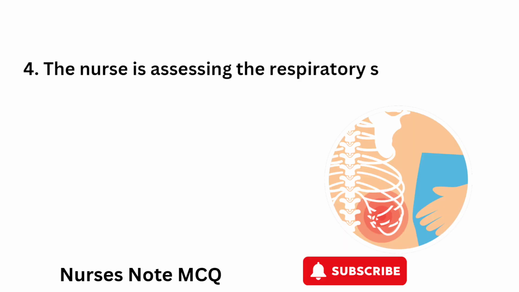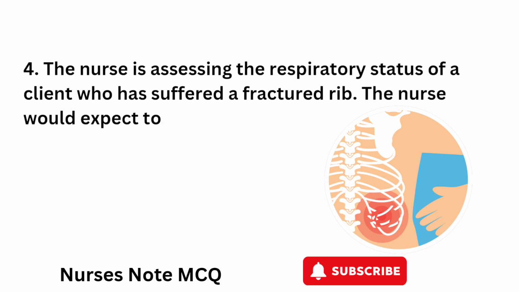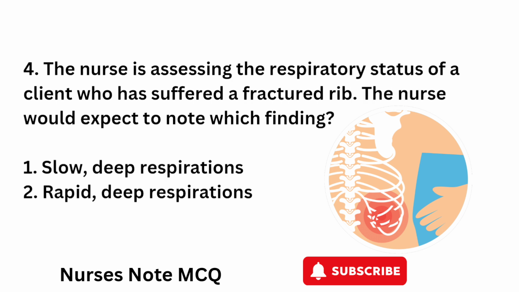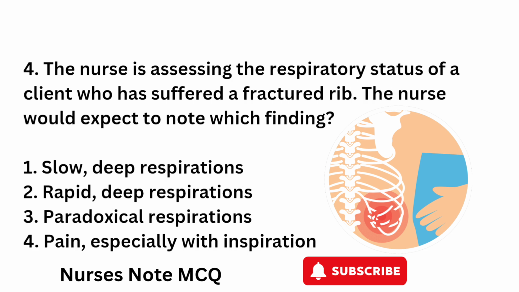The nurse is assessing the respiratory status of a client who has suffered a fractured rib. The nurse would expect to note which finding? 1. Slow, deep respirations. 2. Rapid, deep respirations. 3. Paradoxical respirations. 4. Pain, especially with inspiration.